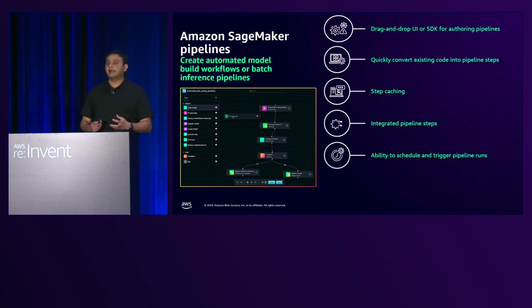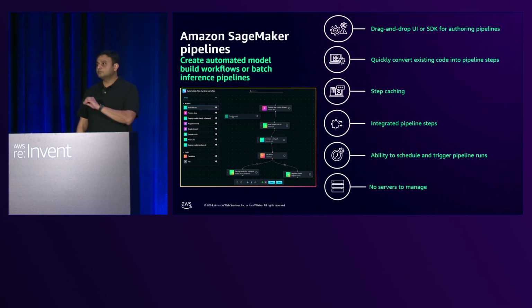And lastly, pipelines are integrated with EventBridge. So you can schedule the runs at a specific time or at a specific event. For example, when you want to trigger a fine-tuning job when new data arrives in S3, you can trigger that using EventBridge. And most importantly, pipelines are serverless. So you can configure pipelines without the burden of managing the infrastructure that's required to orchestrate your end-to-end workflows.